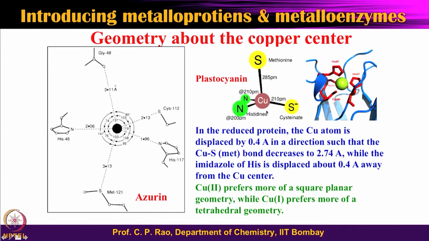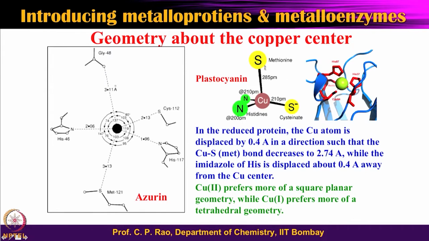What is the function of this protein? Electron transfer. Electron transfer means copper can go between 2 plus and 1 plus. In the oxidized state it is copper 2 plus, in the reduced state it is copper 1 plus; again back to oxidized copper 2 plus, back to reduced copper 1 plus. So, it is a one electron transfer, going between copper 1 and copper 2. This is from the oxidized protein. Now, when you go to the reduced protein, the crystal structure is known.